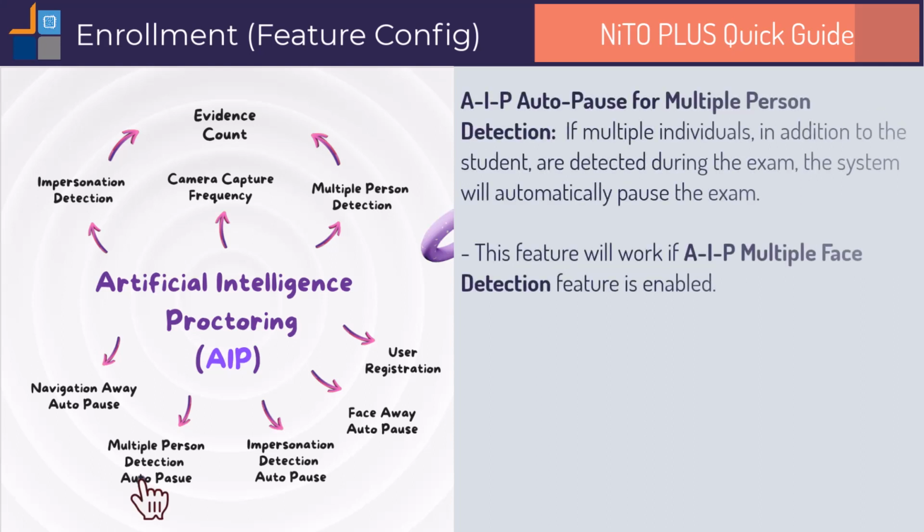AIP auto pause for multiple person detection. If multiple individuals, in addition to the student, are detected during the exam, the system will automatically pause the exam. This feature will work if the AIP multiple face detection feature is enabled.